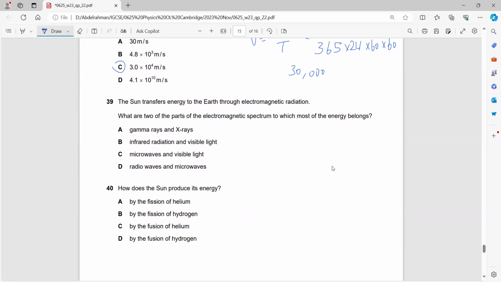The sun transfers energy to the earth through electromagnetic radiation. What are two of the parts of the electromagnetic spectrum to which most of the energy belongs? Infrared and visible light. This is correct. How does the sun produce its energy? Quite easy. Fusion of hydrogen. Definitely, the fusion of hydrogen.